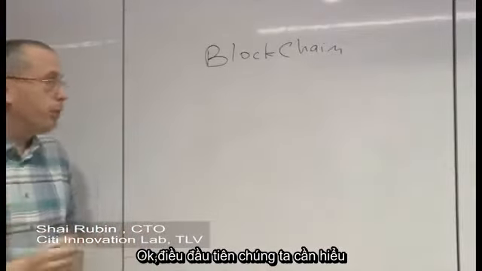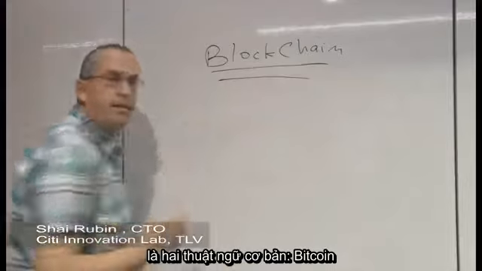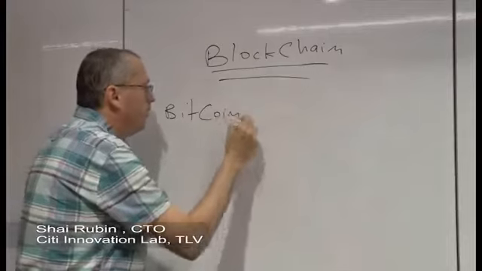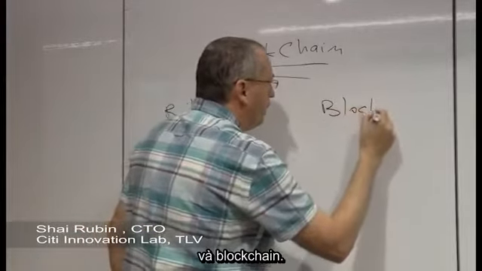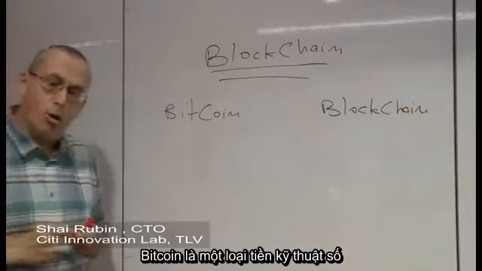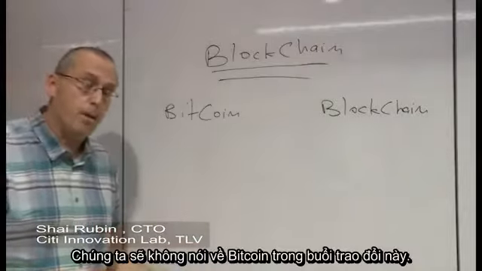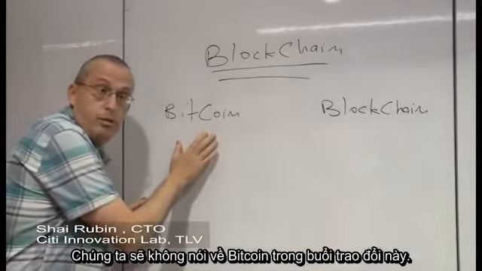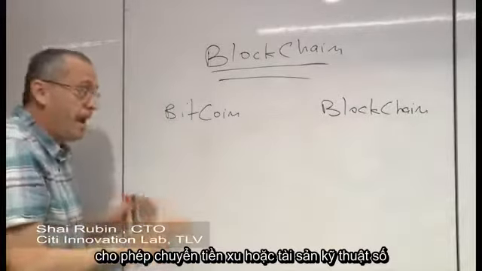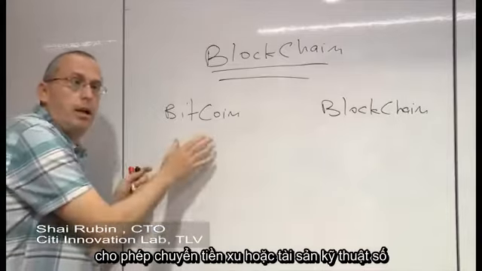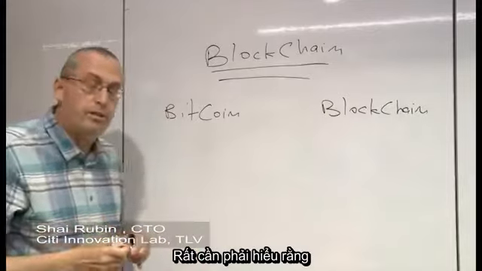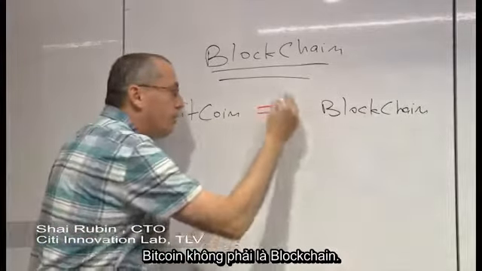Okay, so the first thing that we need to understand are two basic terms: Bitcoin and blockchain. Bitcoin is a digital coin. It's money which is digital. We are not going to talk about Bitcoin in this talk. We are going to talk about blockchain. Blockchain is technology that enables moving digital coins or assets from one individual to another individual. It's very important to understand that Bitcoin is not blockchain.